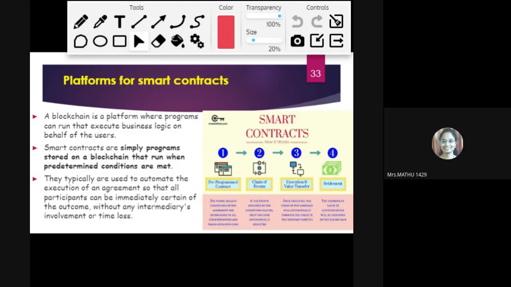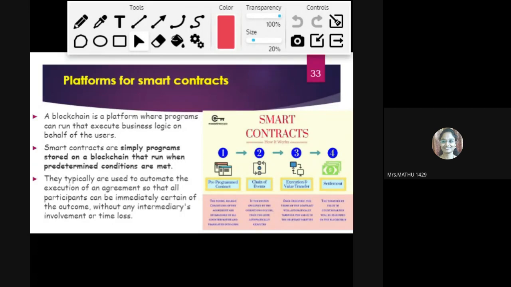So the pre-programmed contract, the code, can be run on the blockchain platform. Once this transaction, the sending of documents and receiving of money, happens, that is the triggering condition. Once this is over, the execution happens automatically and the value will be transferred. So now the land will be owned by party B.